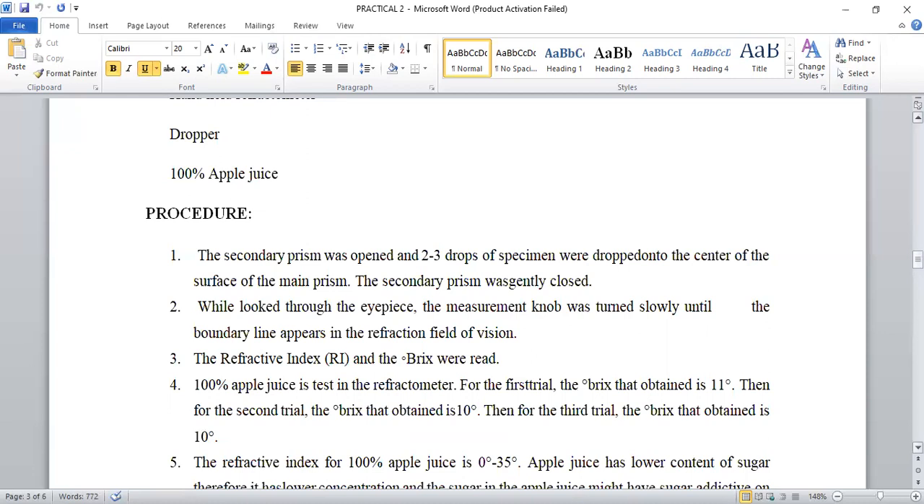While looking through the eyepiece of the refractometer, the measurement knob is turned slowly until the boundary line appears in the refraction field of view. Then the refractive index and the Brix are read and recorded. 100% apple juice is tested in the refractometer. For the first trial, the Brix obtained is 11%. For the second trial, the Brix obtained is 10 degrees or 10%. And for the third trial, the Brix obtained is 10% or 10 degrees.